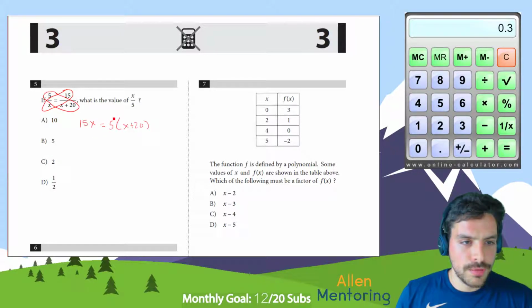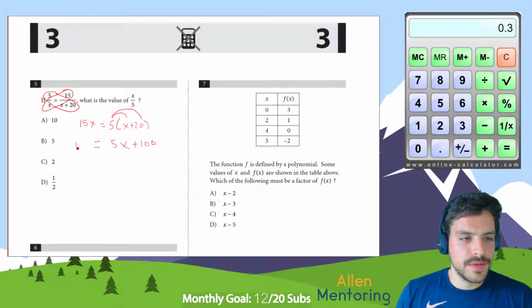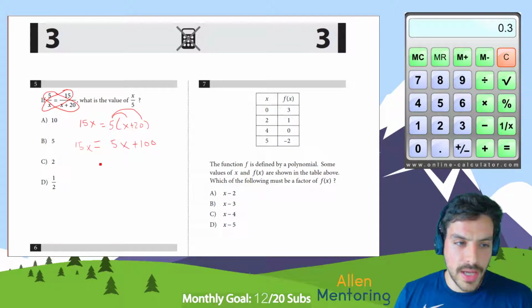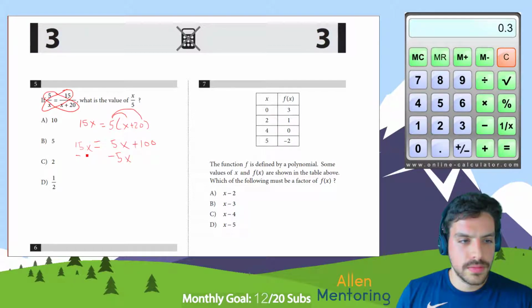So now let's just solve for x. The first thing we want to do is distribute the 5. So we get 5x plus 100. Set that equal to 15x. All right, and then you want to do the opposite to both sides, right? So we want to get the x's all on one side and have the number on the other. So what's the opposite of adding 5x? Subtracting 5x. Very nice. On both sides, this cancels out, and we get 10x is equal to 100.